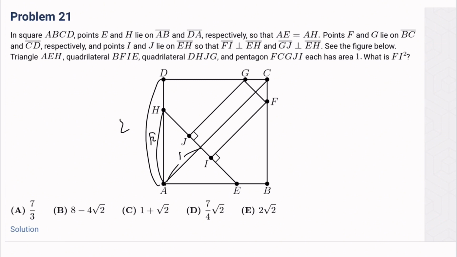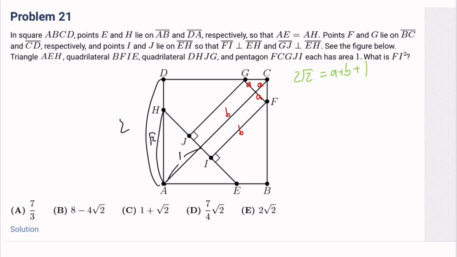But now let's say that this length is A, and this length is B. So FI would be B, and this half length would also be A and A. And so the next thing we can get is that this full diagonal is 2 root 2, and so 2 root 2 is equal to A plus B plus 1.